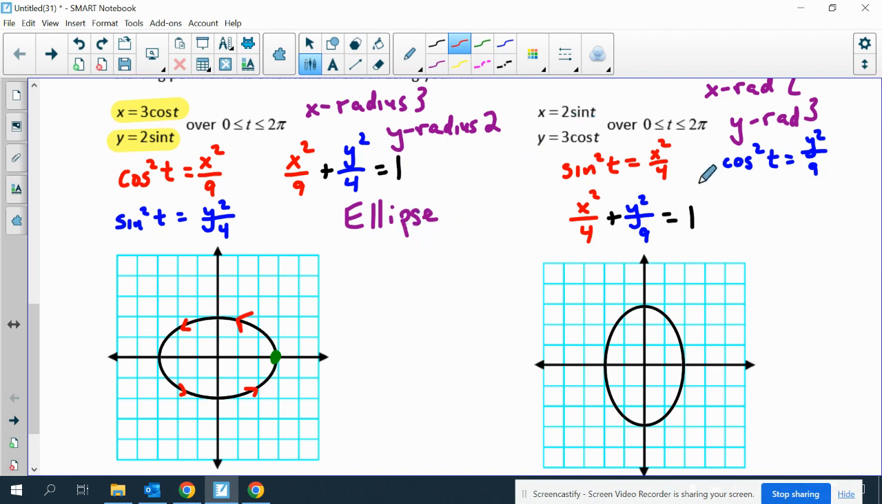Now in the second problem, if I substitute in 0, what I end up getting is (0, 3). So notice that this is my starting point at t equals 0 here. Then for my orientation, if I substitute in pi halves, I would end up getting (2, 0). So my orientation in this case ends up being clockwise. So it does matter whether the sine or the cosine is with x or y in terms of where things start and where the orientations are.